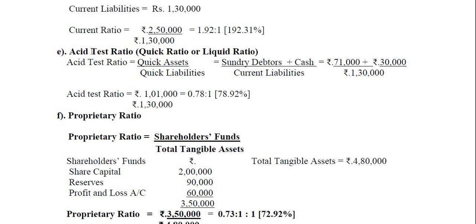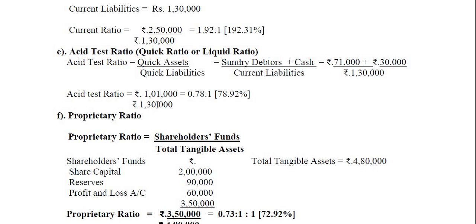Okay, acid test ratio. Acid test ratio is nothing but quick ratio or liquid ratio. Acid test ratio is equal to quick assets divided by quick liabilities. Quick assets means current assets minus closing stock or inventory. Therefore, only two items remain here, sundry debtors 71,000 and cash 30,000. So together that comes to 1,01,000.